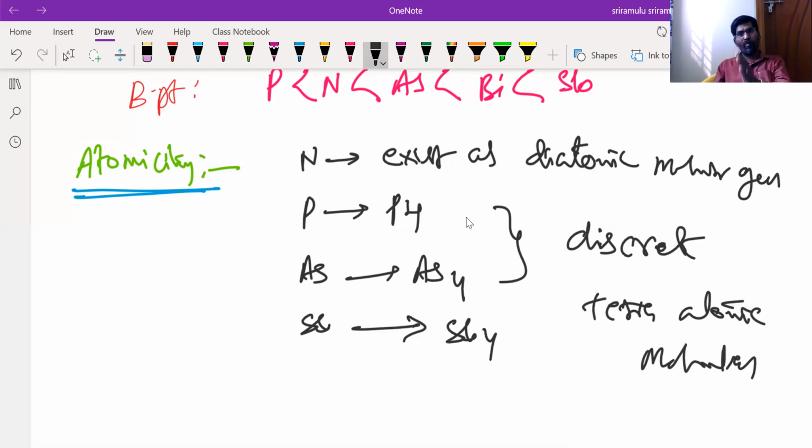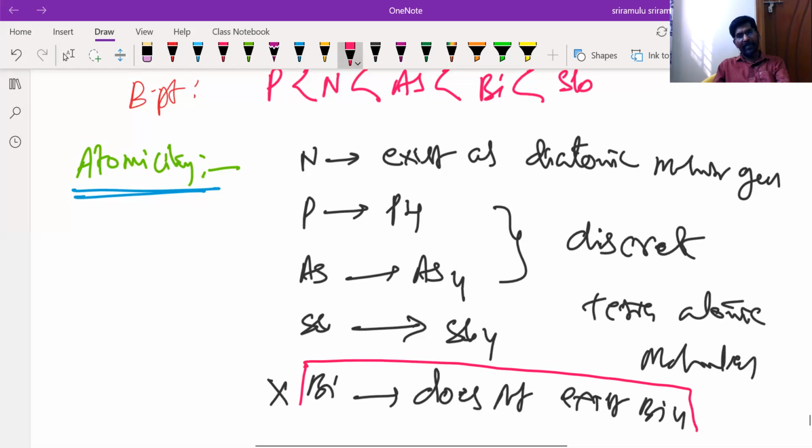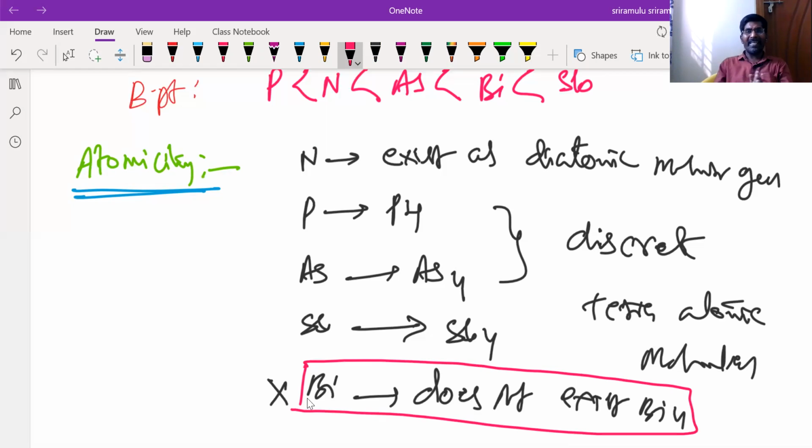Phosphorus exists as a P4 molecule. Arsenic exists as an As4 molecule. Antimony exists as an Sb4 molecule. But Bi does not exist as a Bi4 molecule. It's not possible. That will be clear, friends. I think that is the phenomenon up to here. Okay, students.